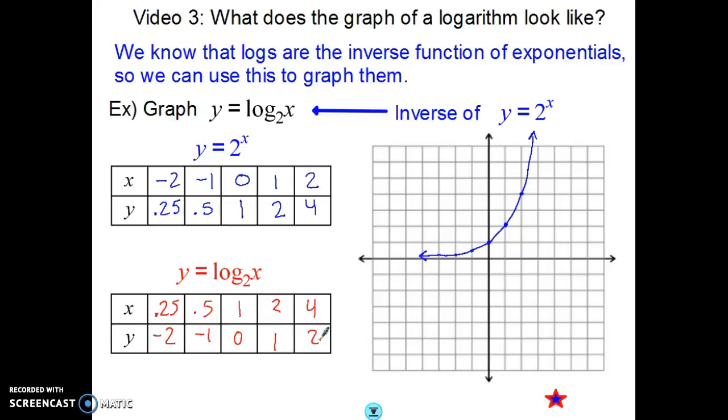And then we can use that to graph. So x is 0.25, we have -2. X is 0.5, we get -1. X is 1, we get 0. X is 2, we get 1. And x is 4, we get 2. And now you can probably see where this is going if you fill in a nice smooth swoop for this as well.